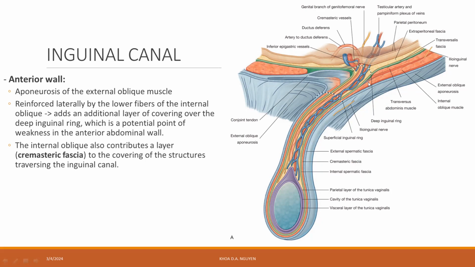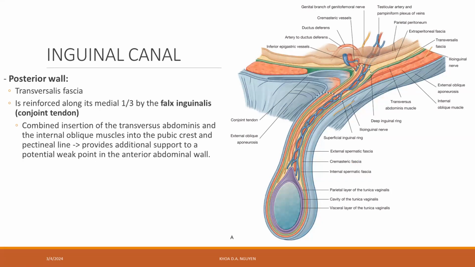Now, the internal oblique also contributes a layer called the cremasteric fascia to the covering of the structures traversing the inguinal canal. Okay, so now let's talk about the posterior wall. The posterior wall is this green structure right here. That is the posterior wall of the canal. That green structure is the transversalis fascia.